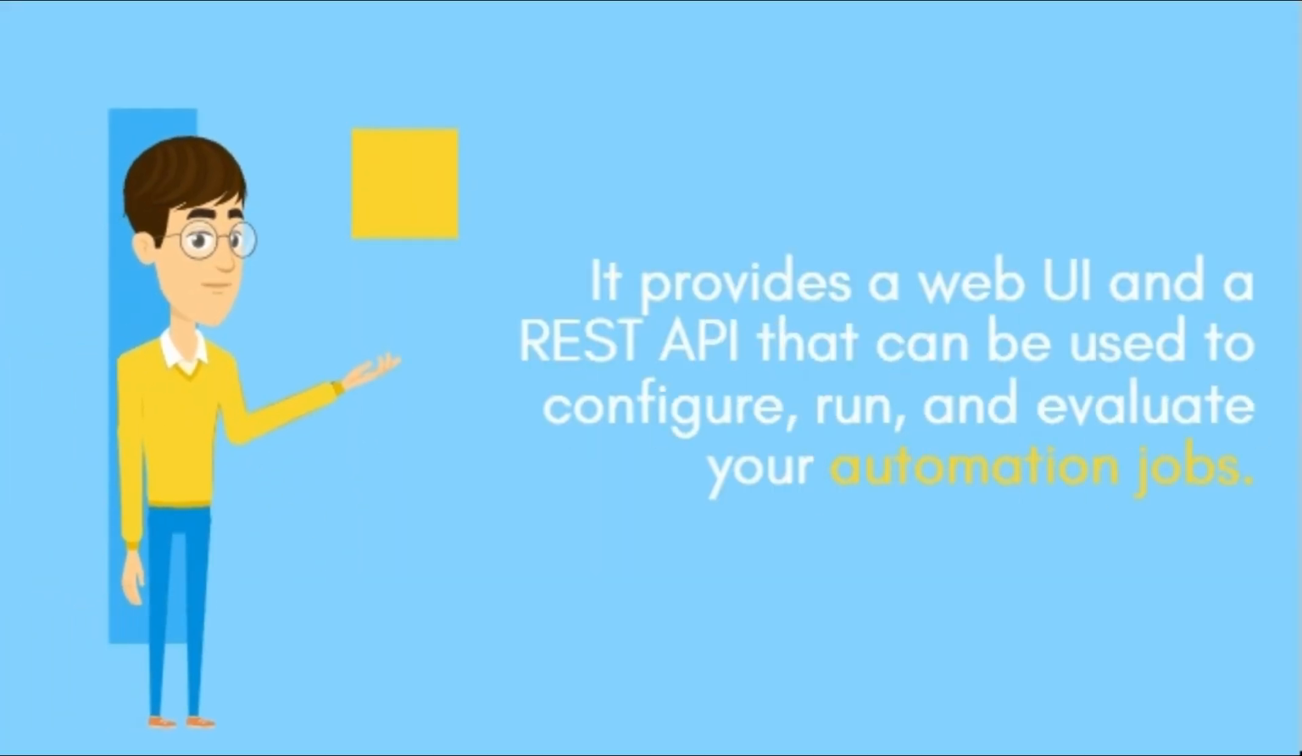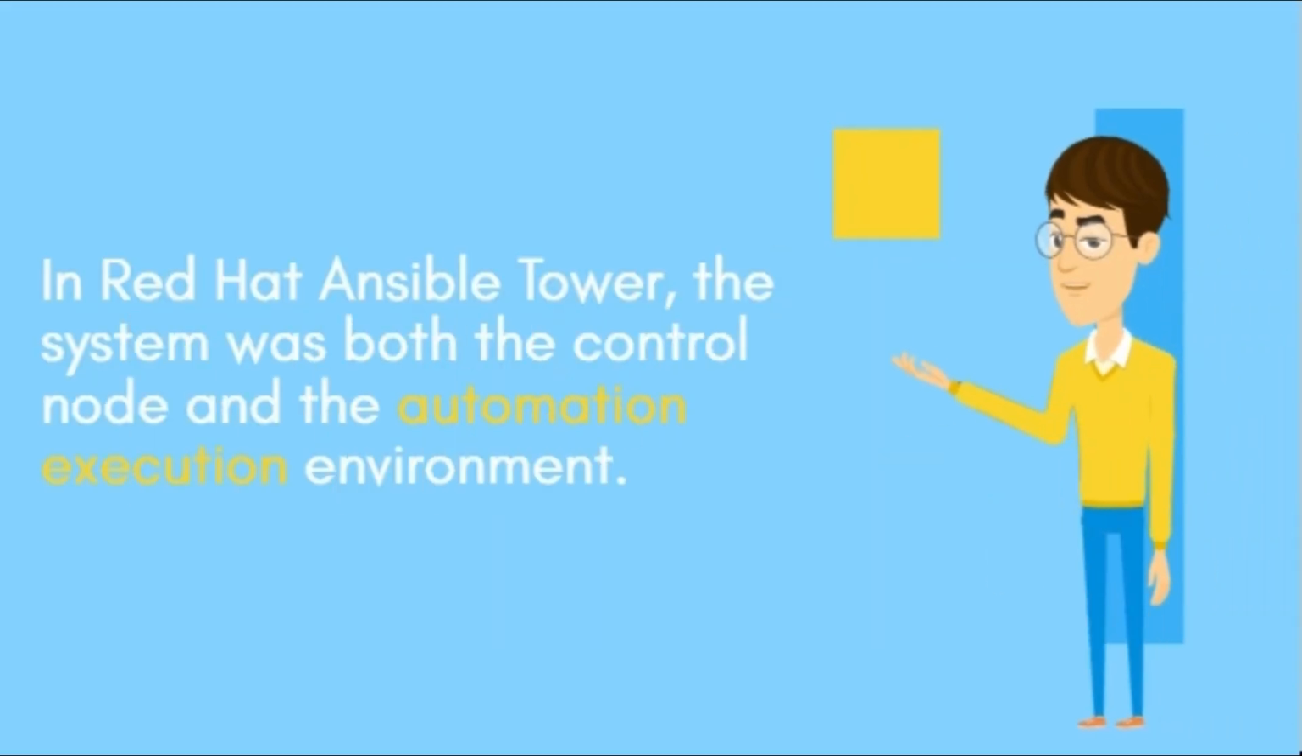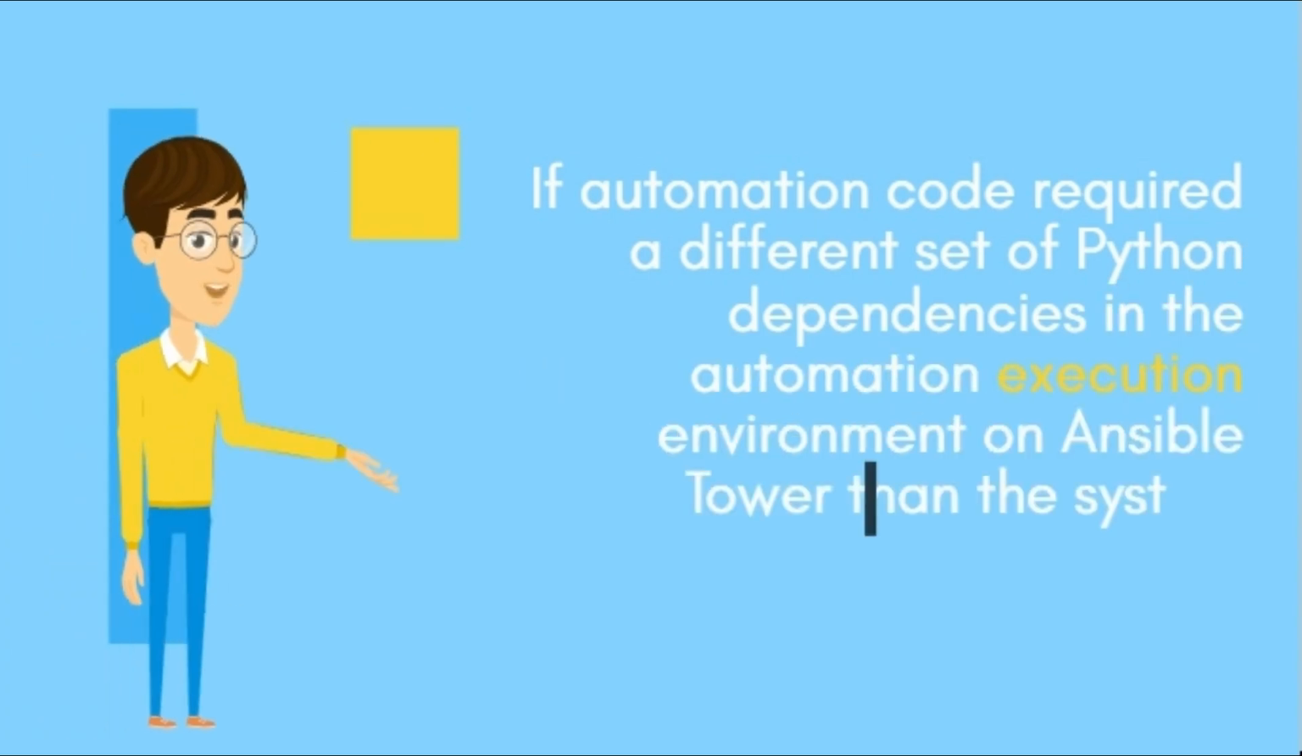Automation Controller, formerly called Red Hat Ansible Tower, is the component of Ansible Automation Platform that provides a central point of control to run your enterprise automation code. It provides a web UI and a REST API that can be used to configure, run, and evaluate your automation jobs.